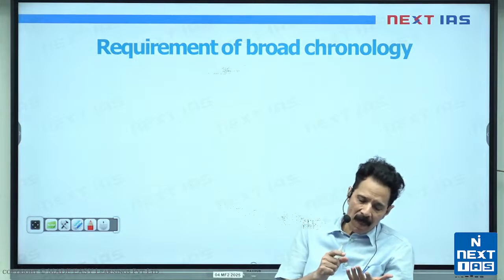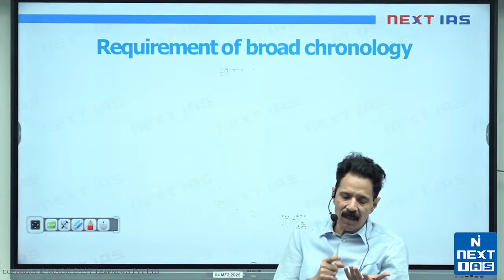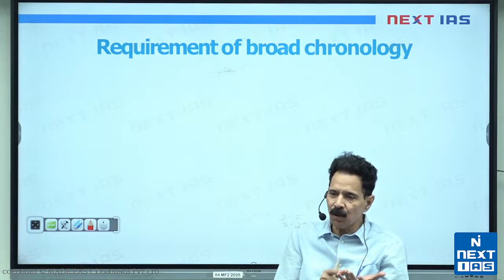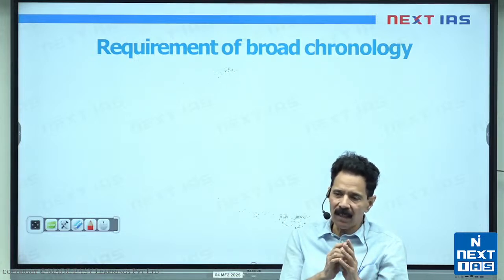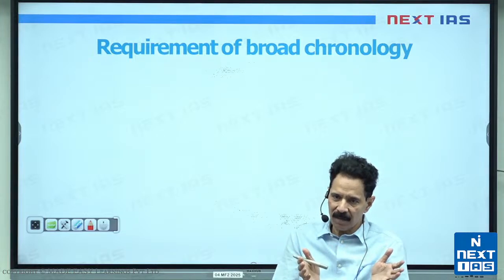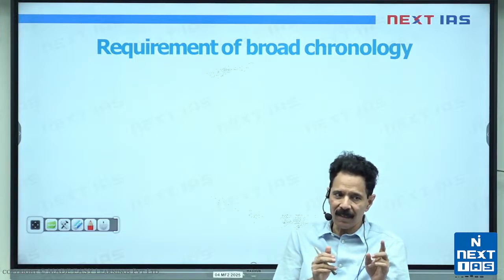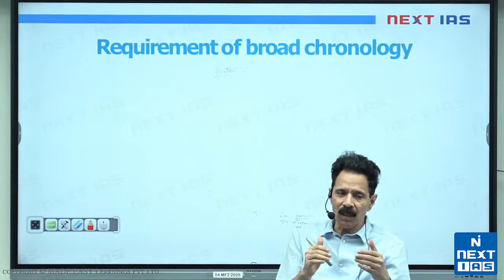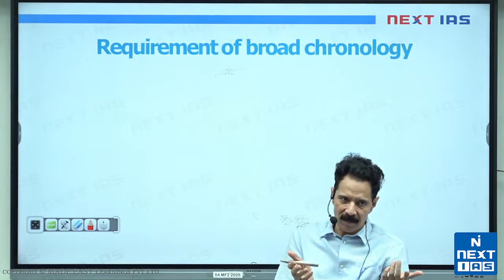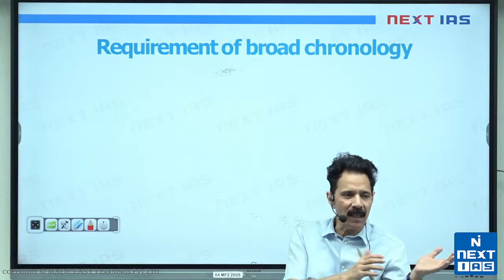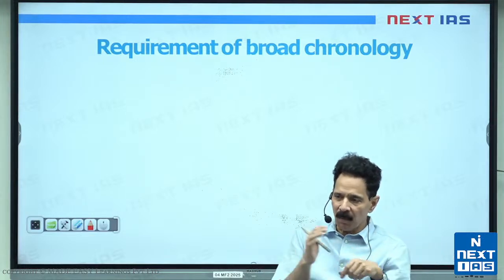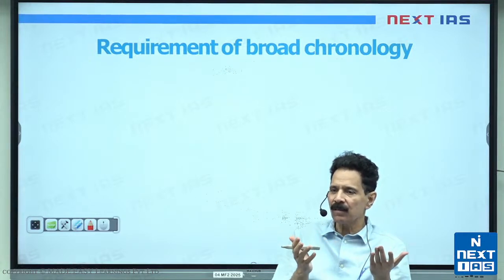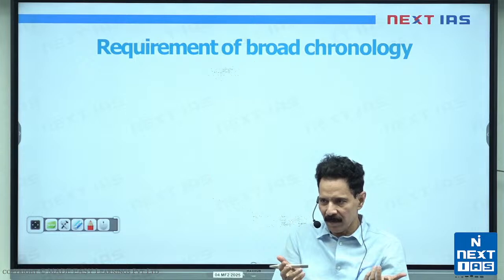This means not in GS Prelim, not in GS Main, and of course not in history optional, is cramming of dates and years important. And under this, just a minute, two things. One, all important dates and years you will remember automatically, because you will be coming across them many times in the course of your preparation. And second, broad chronology is required.